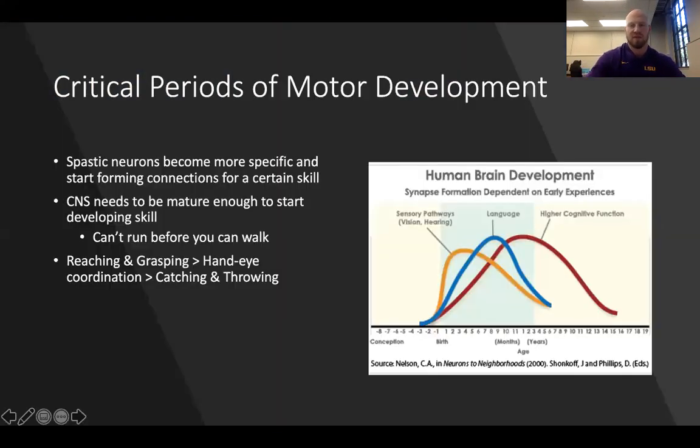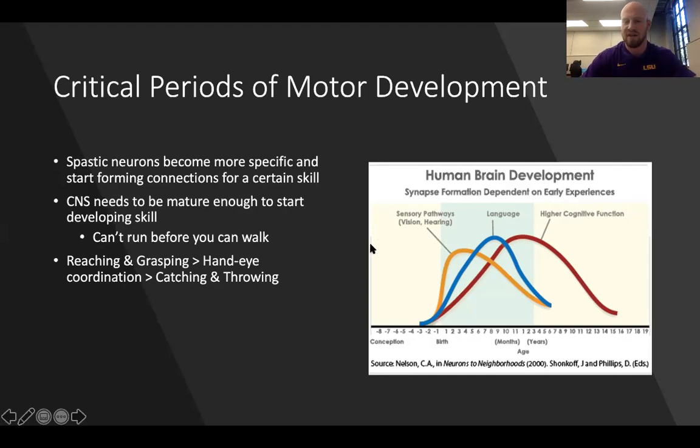And then finally, we talk about critical periods of motor development. This is kind of what I was talking about earlier. Critical periods of motor development are when spastic neurons become more specified and start forming connections for a certain skill. That's the accelerated rate at which a certain skill can be developed. The CNS needs to be mature enough for us to start developing a skill. So you can't run before you can walk. You have to start with walking, and then you can eventually run. It's the same with all these other skills. For example, reaching and grasping turns into hand-eye coordination that eventually leads to catching and throwing.